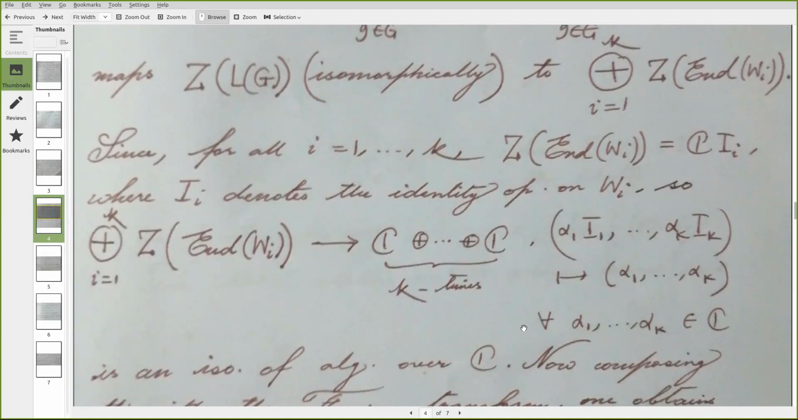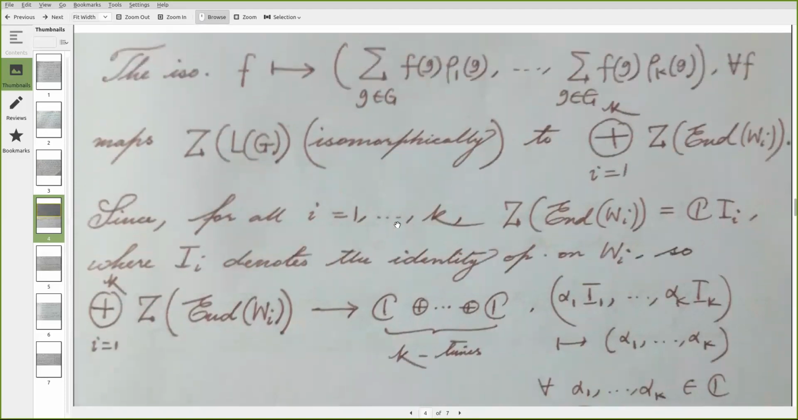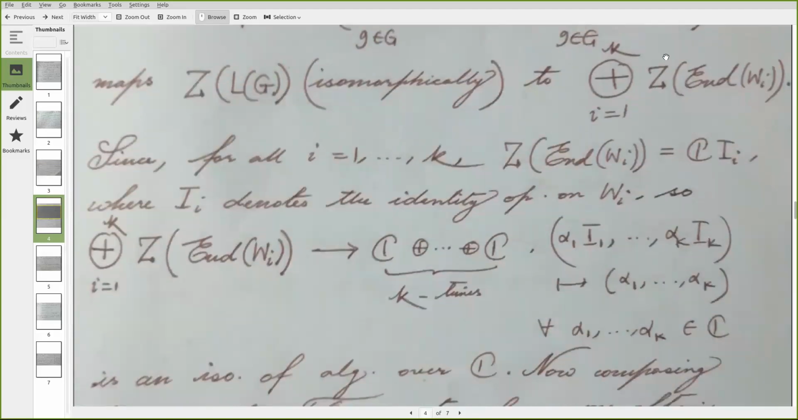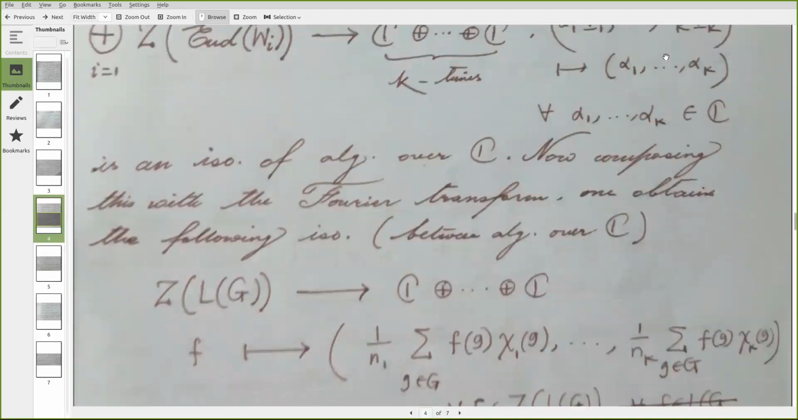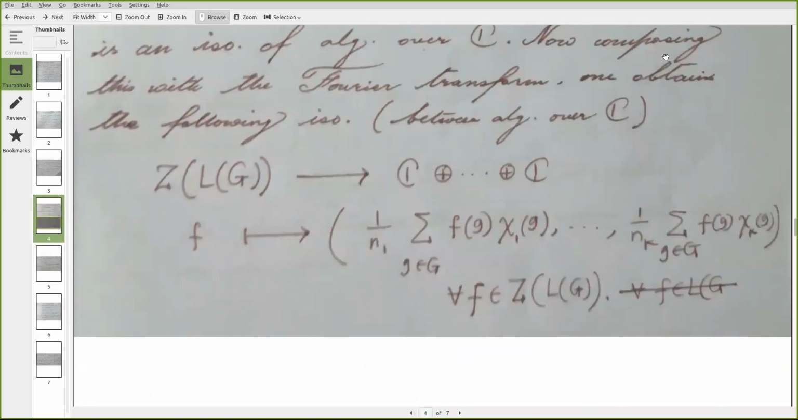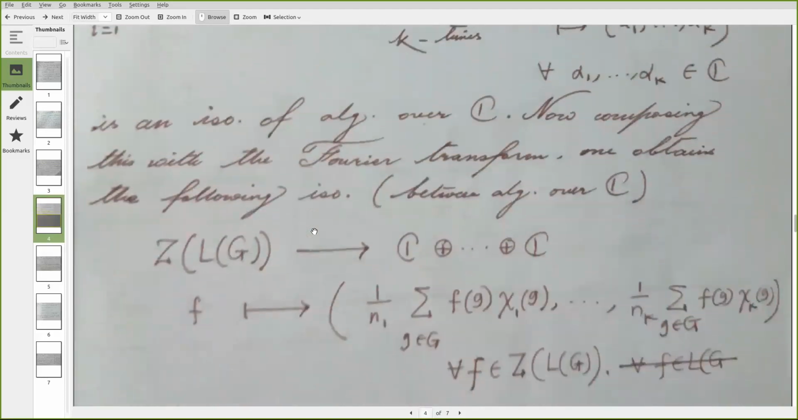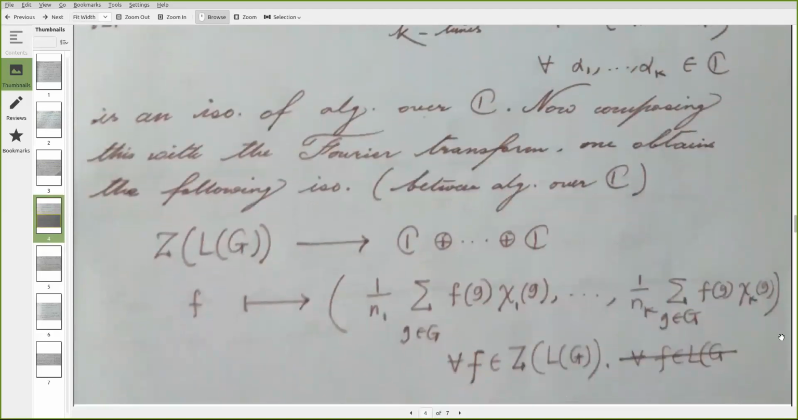one-dimensional complex algebras. So here we have an isomorphism, and the Fourier transform is an isomorphism between this and that. So now it's legitimate to compose them. Once we compose these two, we get the following isomorphism, sending each f to this tuple of complex numbers. Let me again explain how that came.